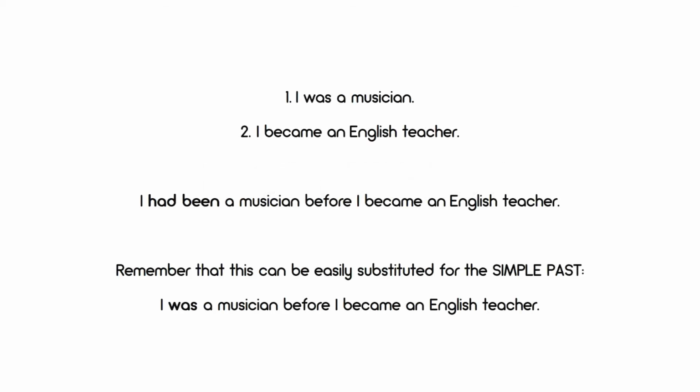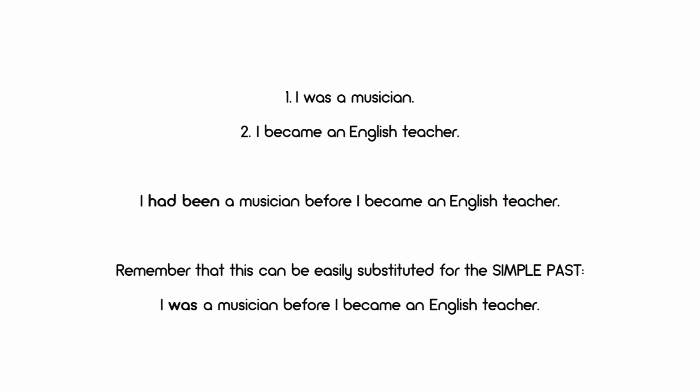Now, let's look at past perfect. I will use myself for an example. Remember, this is also consisting of two events. We're assuming that the first came before the second, but we don't really know. First, I was a musician. Second, I became an English teacher. I had been a musician before I became an English teacher.